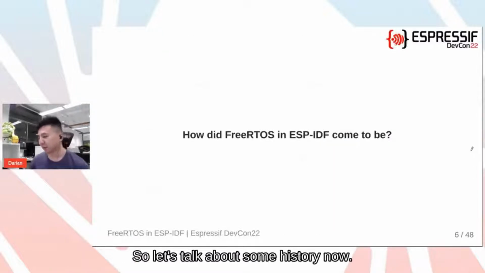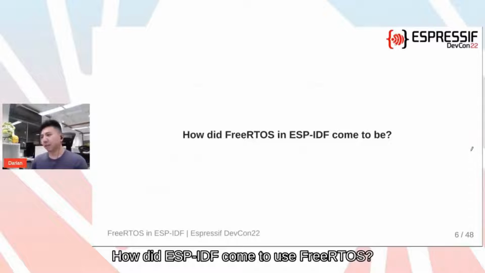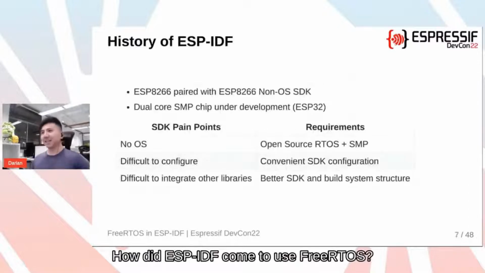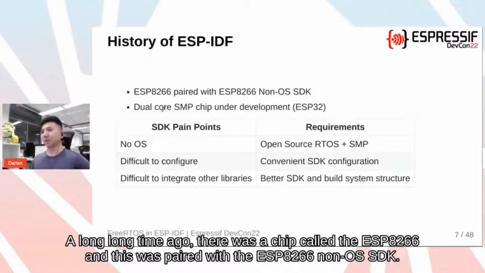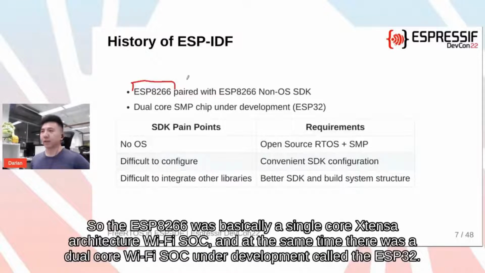So let's talk about some history now. How did ESP-IDF come to use FreeRTOS? A long time ago, there was a chip called the ESP-8266, and this was paired with the ESP-8266 non-OS SDK. The ESP-8266 was basically a single-core Xtensa architecture Wi-Fi SoC. And at the same time, there was a dual-core Wi-Fi SoC under development called the ESP32.